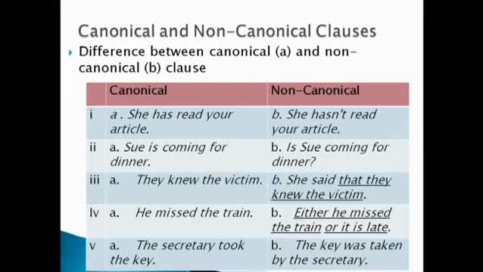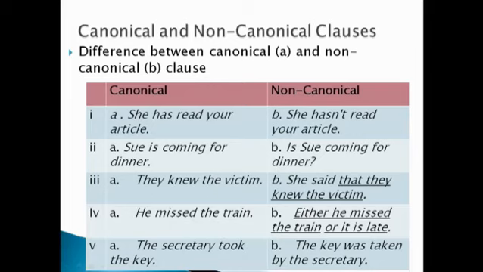So let's take a look at canonical and non-canonical clauses. What makes a clause canonical? Well, in example one, you have a column. Canonical is over here in the column on the left, and non-canonical on the right. I think you don't see my mouse. Take a look at one. She has read your article. This is canonical. She has not read your article is not canonical.